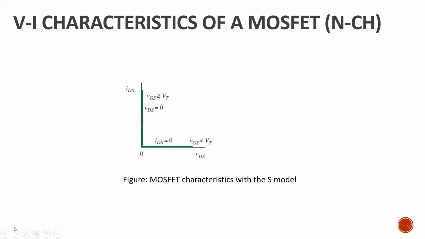Just like a diode has an ideal model and a practical model, similarly, in the same way, even in the MOSFET we have two types of approximations. You can say it's the S model and the SR model, where SR refers to switch and resistance.